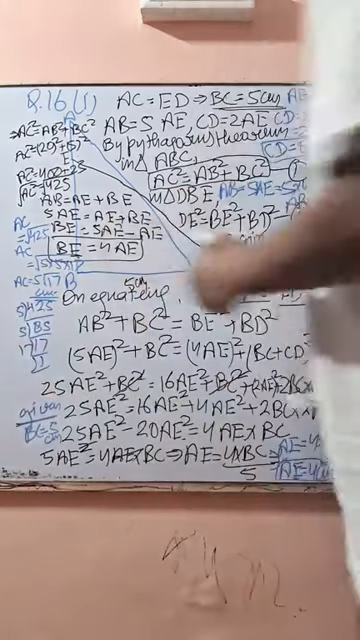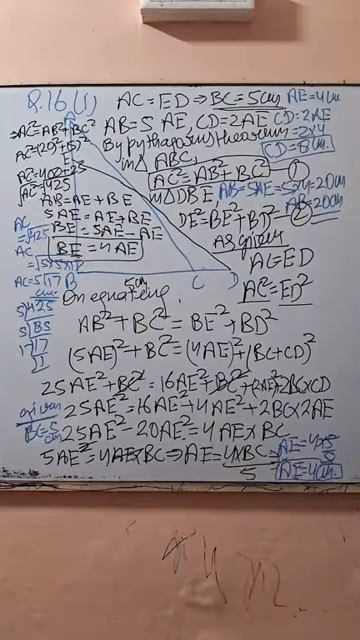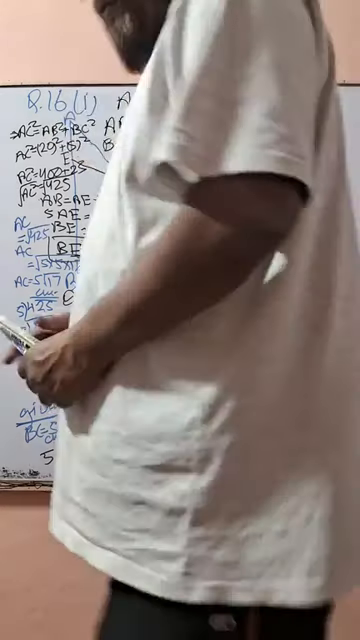So this is the whole solution of the question part 1. Right, AC is equal to 5 root 17. This is the solution of part 1 of question number 16. Now we have another question.